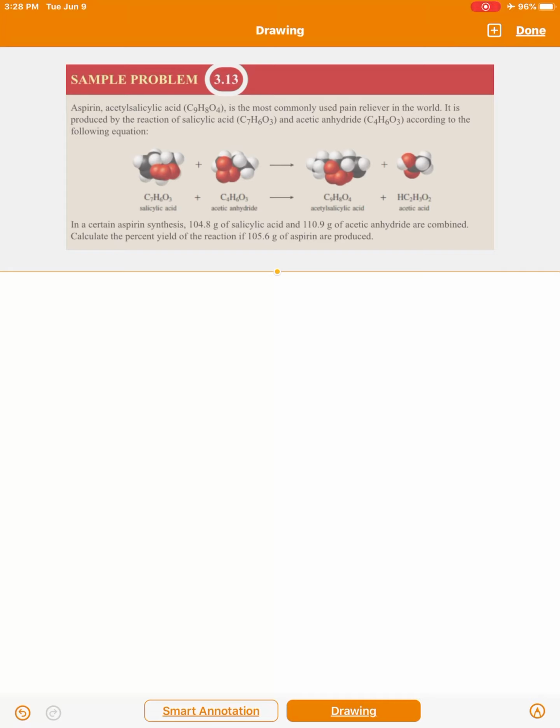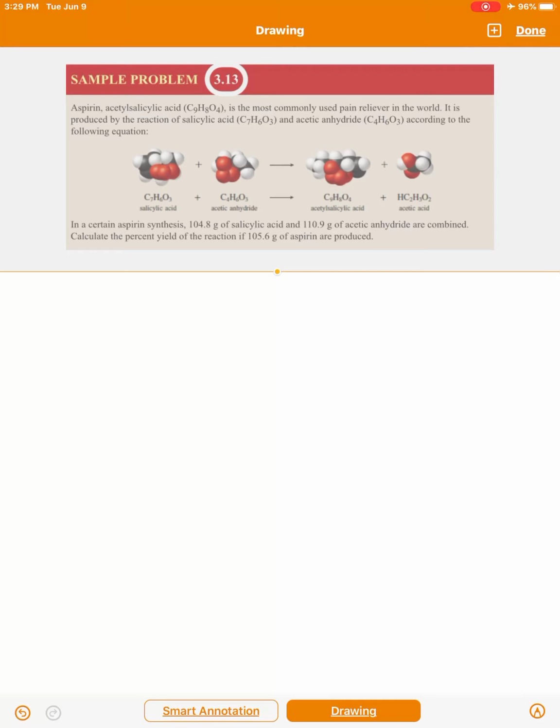In a certain aspirin synthesis, 104.8 grams of salicylic acid and 110.9 grams of acetic anhydride are combined. Calculate the percent yield of the reaction if 105.6 grams of aspirin are produced. Okay? Limiting reactant problem, and also a percent yield problem.